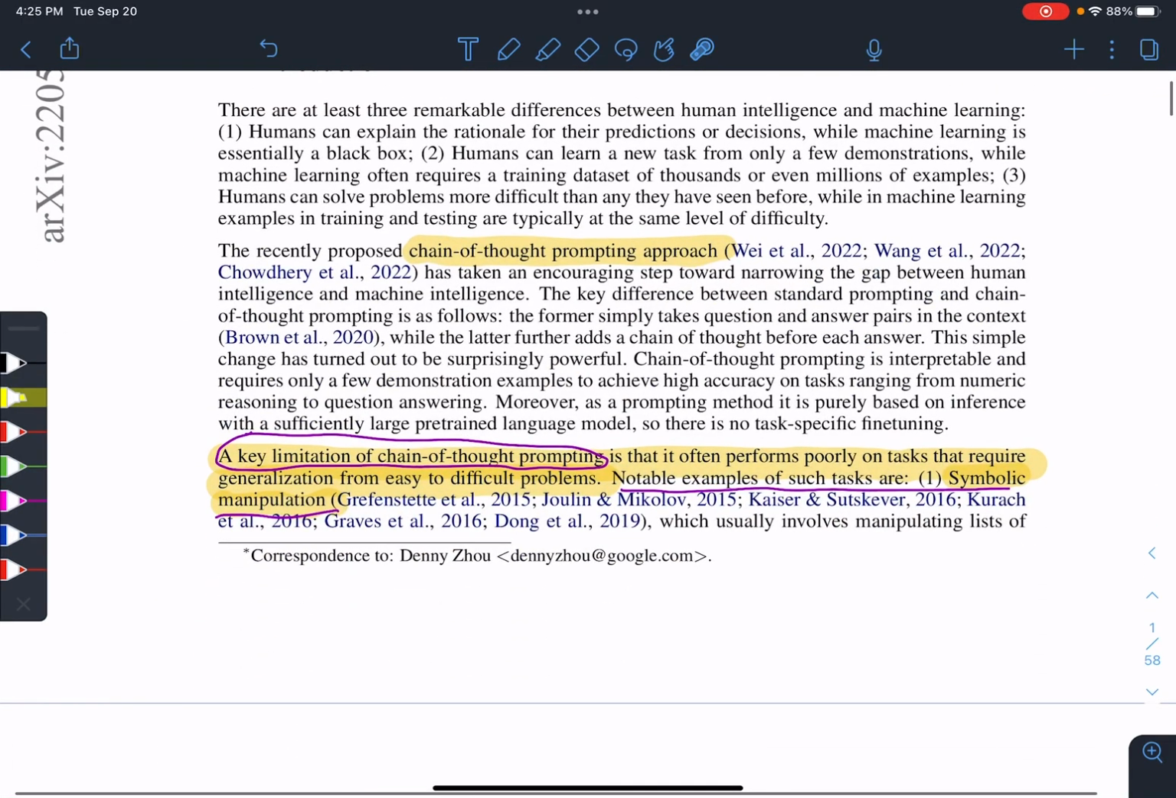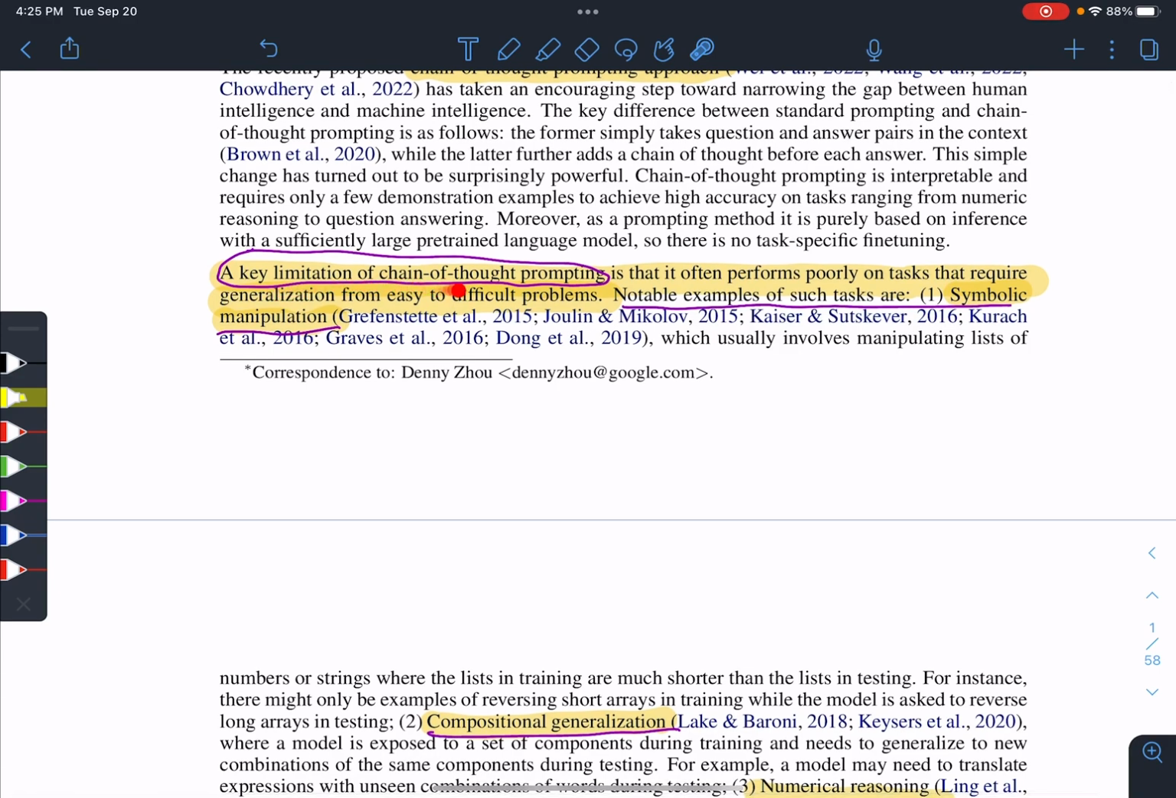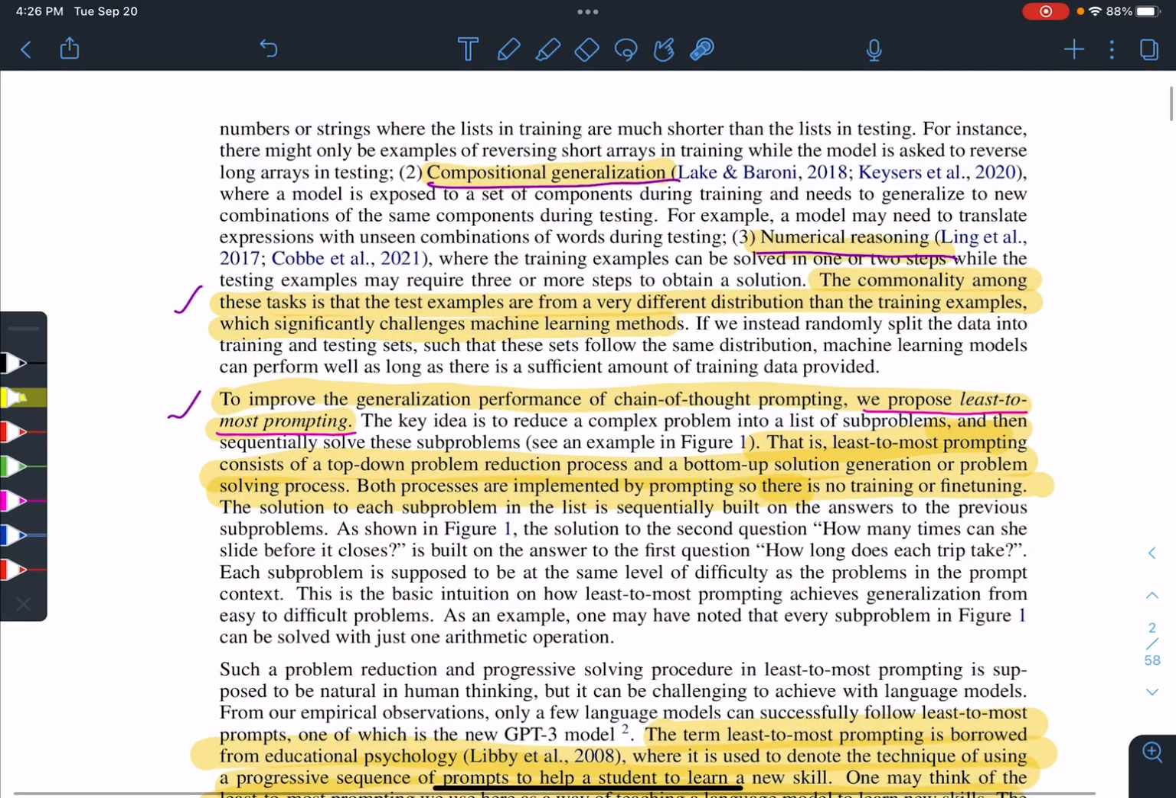So why did they improve on chain of thought? There has to be some limitation of it, right? So what was the limitation? The key limitation of chain of thought prompting is that it often performs poorly on tasks that require generalization from easy to difficult problems. So why did they choose all these datasets? Because the commonality among these tasks is that the test examples are from a very different distribution than the training examples, which significantly challenges machine learning methods.